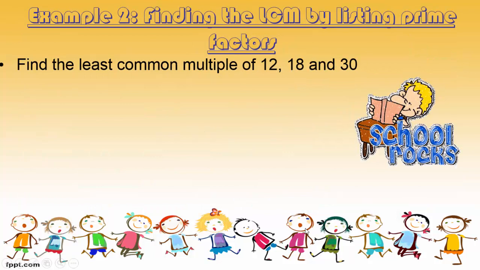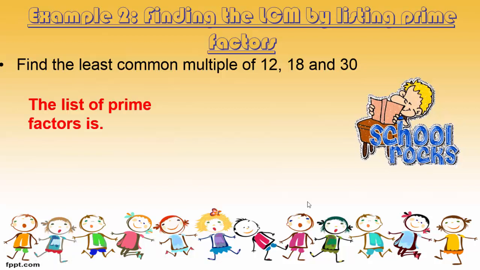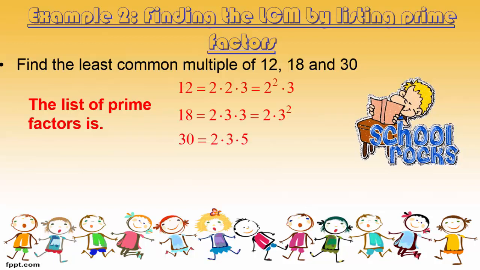In example 2, we're asked to find the least common multiple by listing prime factors. We want to find the least common multiple of 12, 18, and 30. We list the prime factors of 12, 18, and 30. For 12, it's 2 times 2 times 3. For 18, it's 2 times 3 times 3. And for 30, it's 2 times 3 times 5.